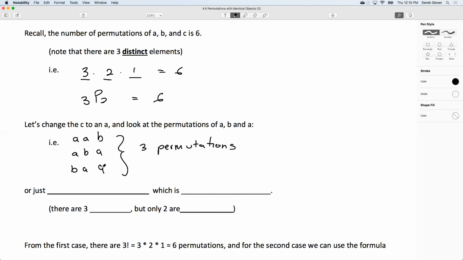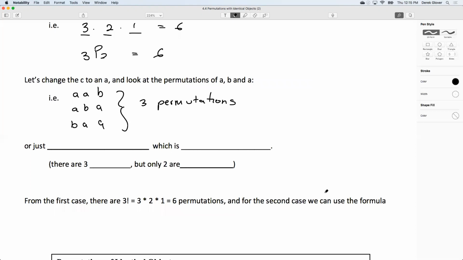Because we could have BAA twice, we could have ABA twice, or AAB twice, but they're not different. They're the same word. Or just AAB, ABA, and BAA, which is 3 permutations. There are 3 elements, but only 2 are distinct. And the way of thinking of distinct is if you put them in a hat and pulled one out, could you tell the difference between the 2? If not, they're not really distinct elements.